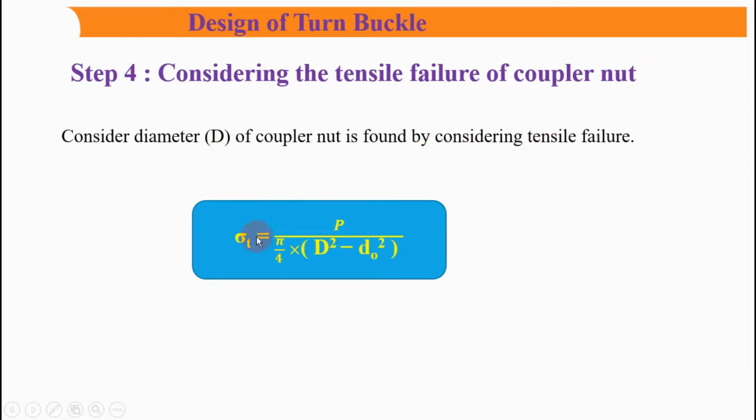That is why we have written sigma T equals P divided by pi by 4 into (D square minus DO square). We have all these values: sigma T, P and DO, so we can easily find out the value of D. By this step we can easily find out the diameter of the coupler nut.